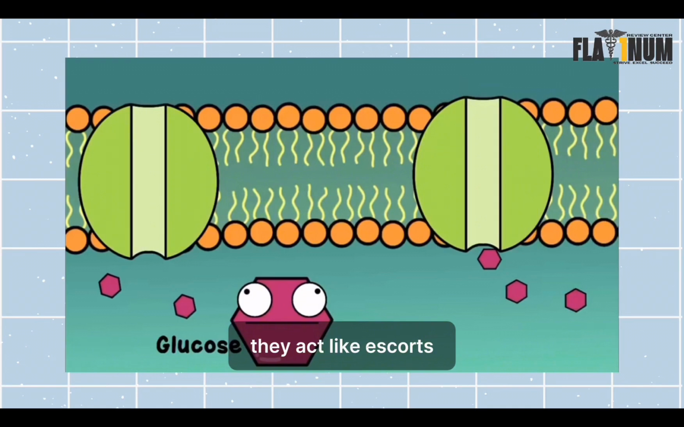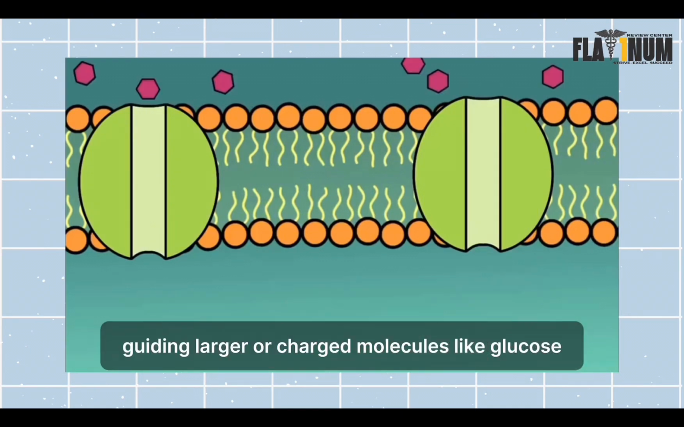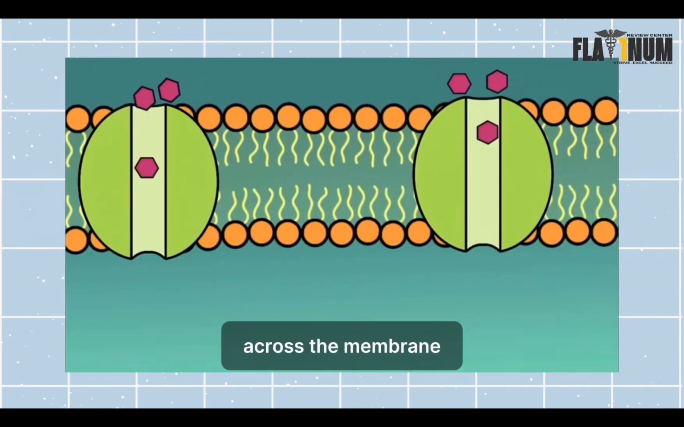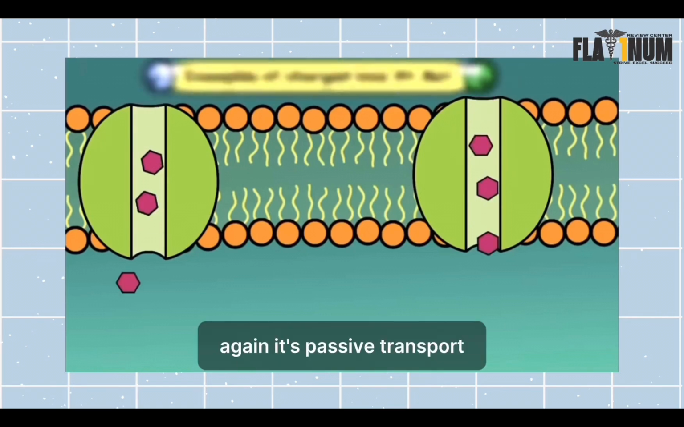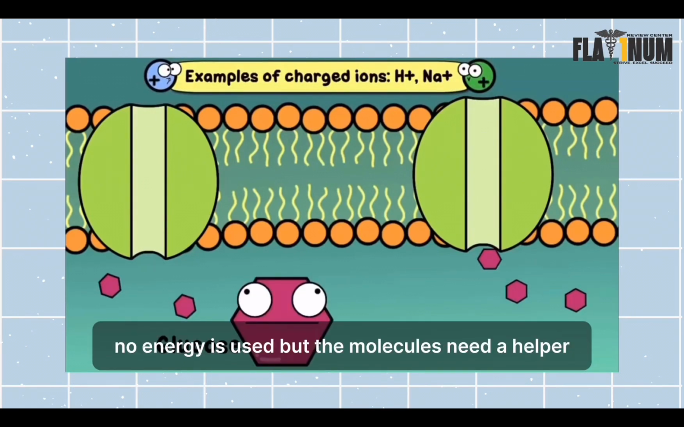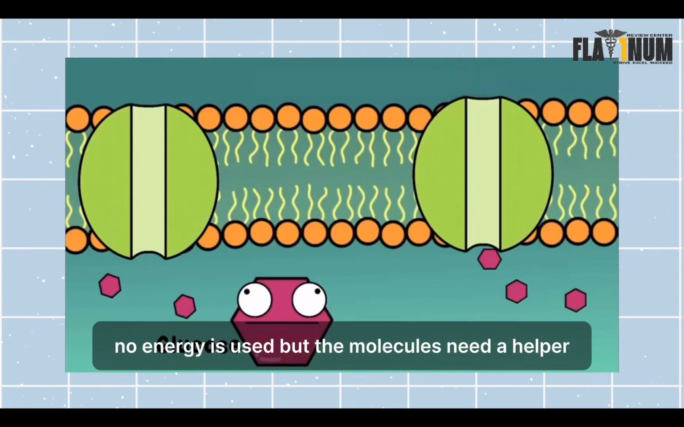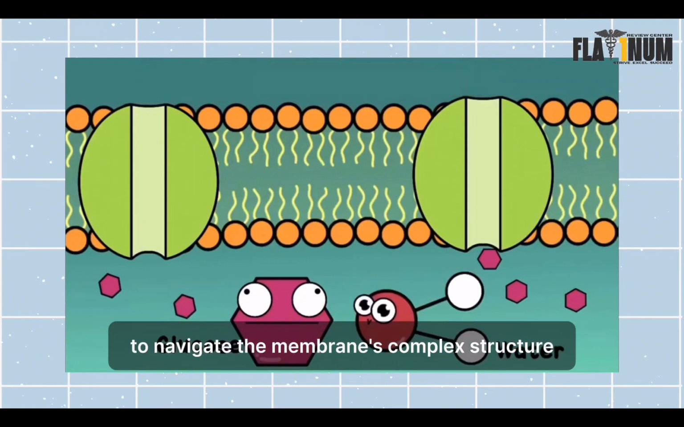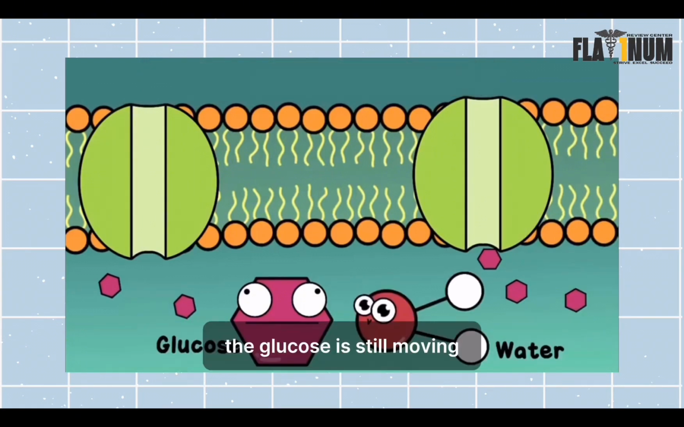They act like escorts, guiding larger or charged molecules like glucose across the membrane. Again, it's passive transport. No energy is used. But the molecules need a helper to navigate the membrane's complex structure. The glucose is still moving from high to low concentration, just with a little assistance.